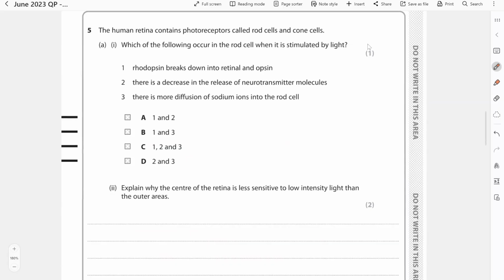Okay, let's move on to question 5. The human retina contains photoreceptors called rod cells and cone cells. Part A1, which of the following occur in the rod cell when it is stimulated by light?